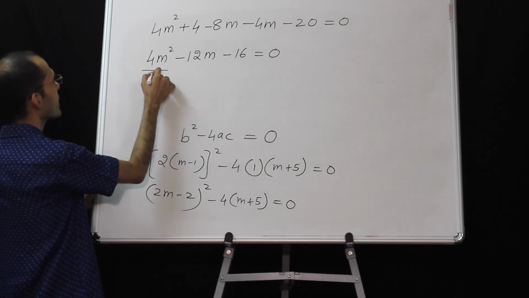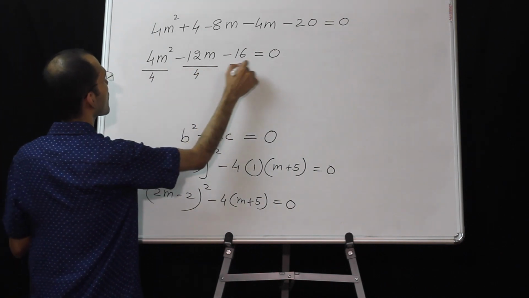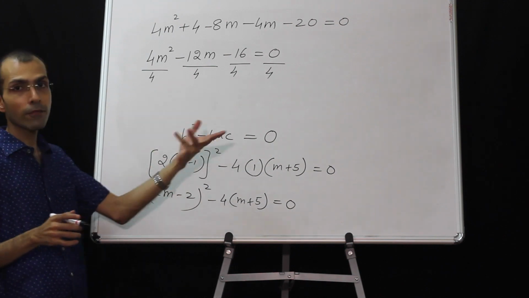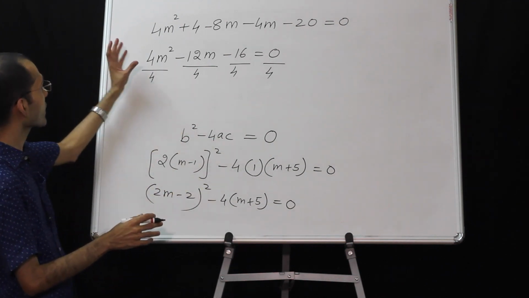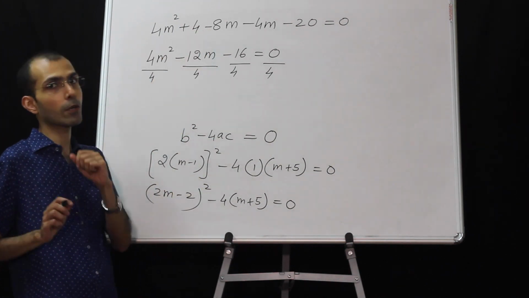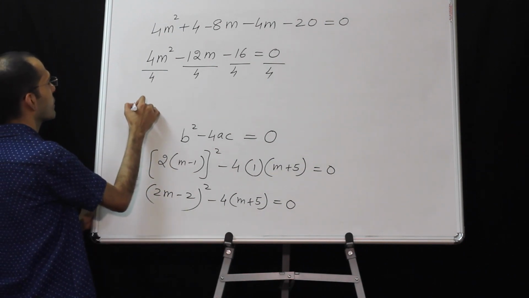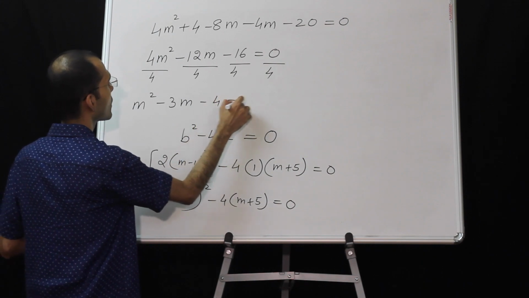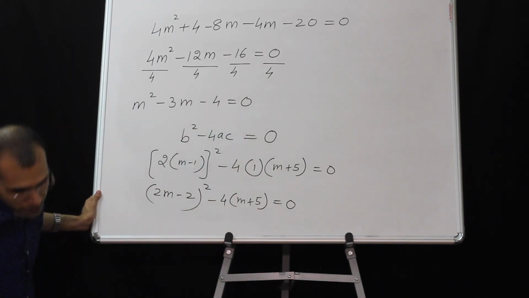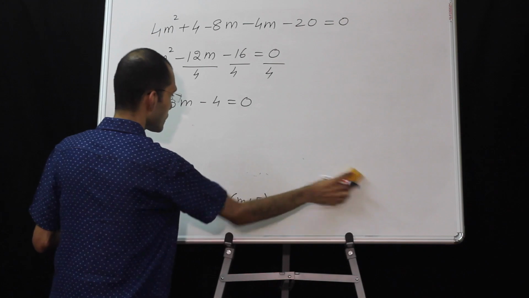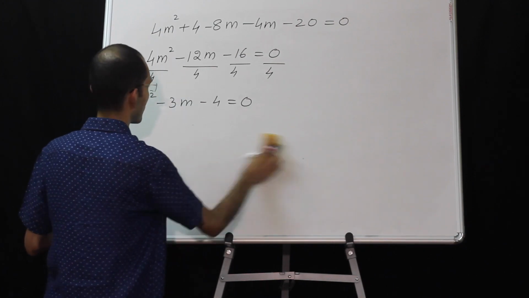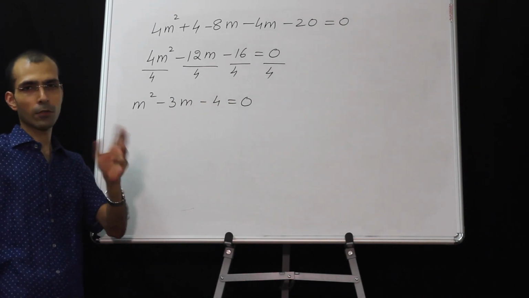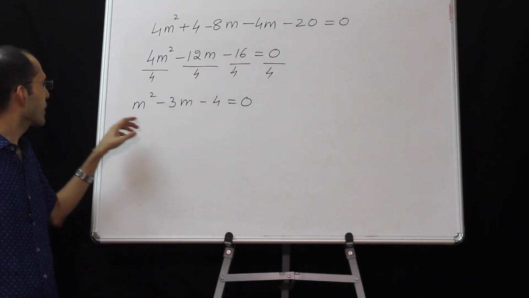We can divide each and every term by 4. Ultimately, what are we doing? Trying to find the value of m. In the process, we have got a nice quadratic equation which we will have to now solve. So this will be m square minus 3m minus 4 is 0. We can factorize. If you want, you can use the formula also, no problem. But factorization is little quick. Let's see if it works.